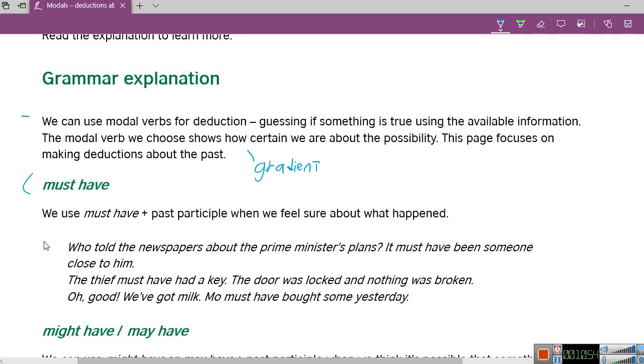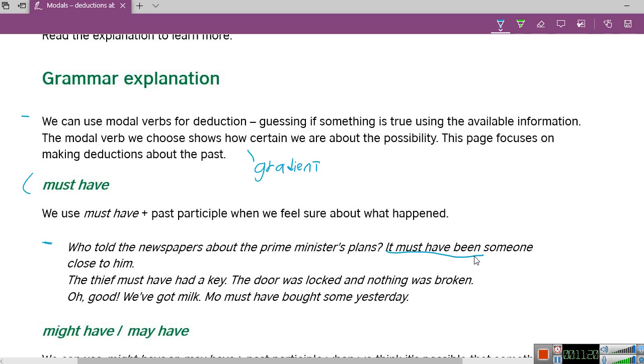So let's look at this example. Who told the newspaper about the prime minister's plans? It must have been someone close to him. So here I'm using must have been someone close to show that I'm pretty sure it was someone close to him, to the agent of this sentence.